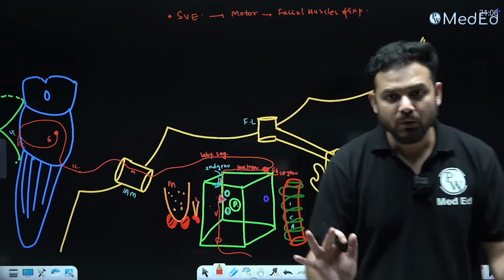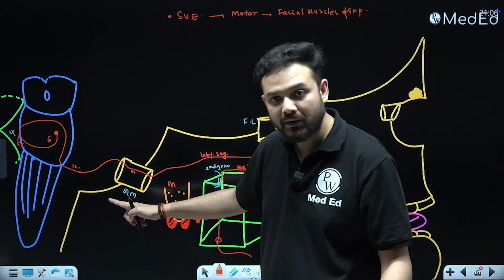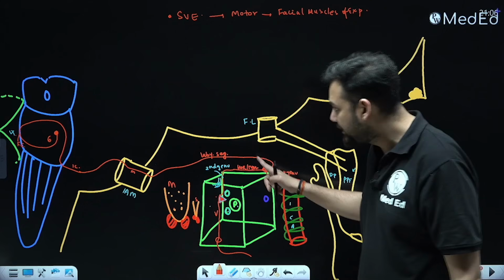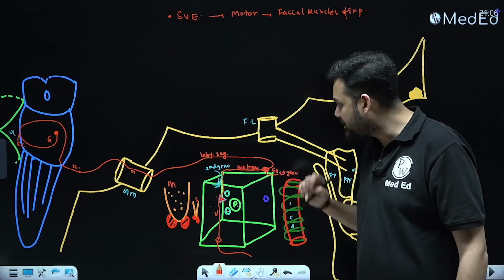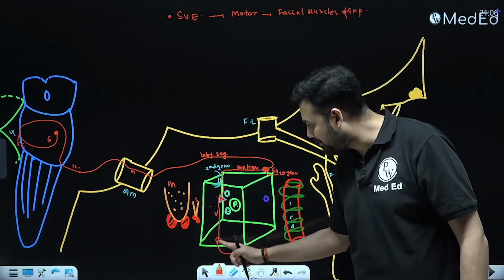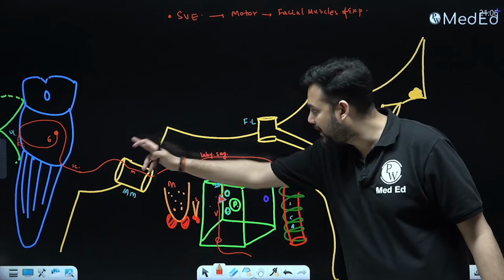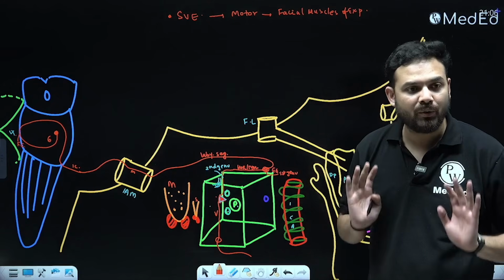Simple. So the intratemporal part is divided into four segments. One inside the meatus called the intrameatal part. From the meatus till the geniculate ganglion called the labyrinthine part. From the geniculate ganglion till the pyramid called the tympanic or horizontal part. And from the pyramid up till the stylo-mastoid foramen called the vertical part. Okay? So we have done the intracranial part and four segments inside the intratemporal part.